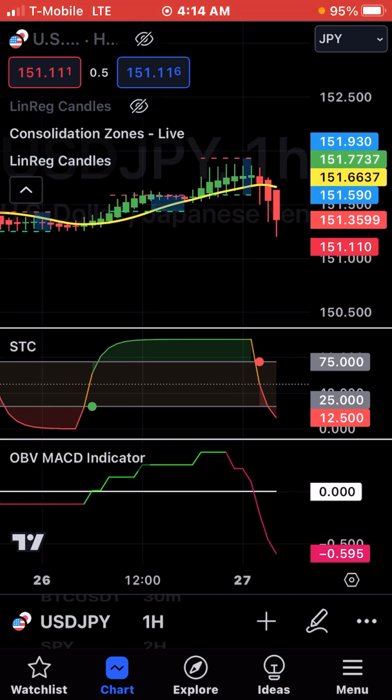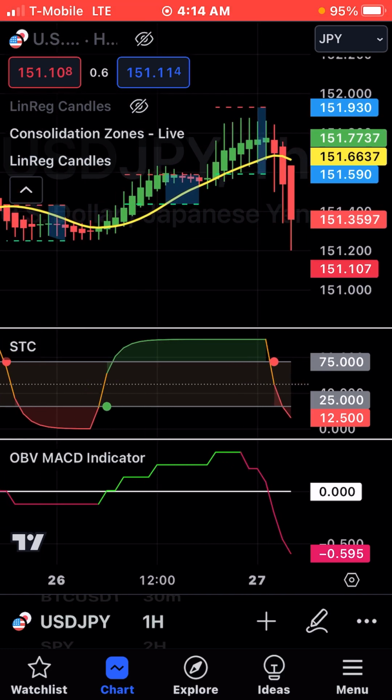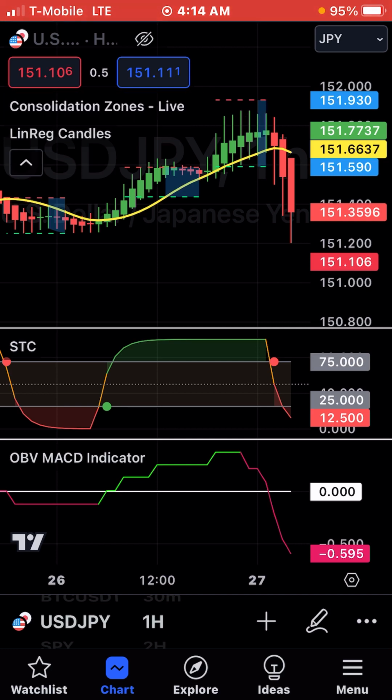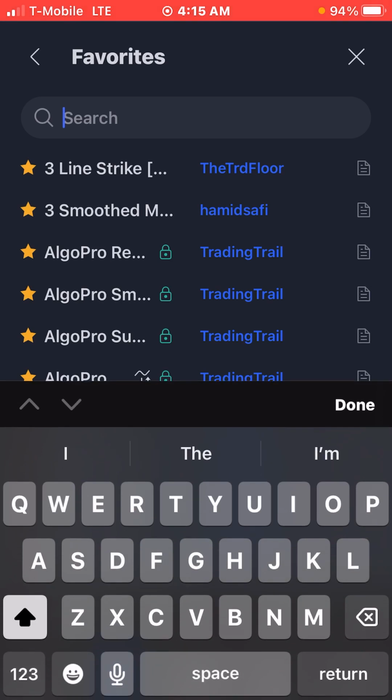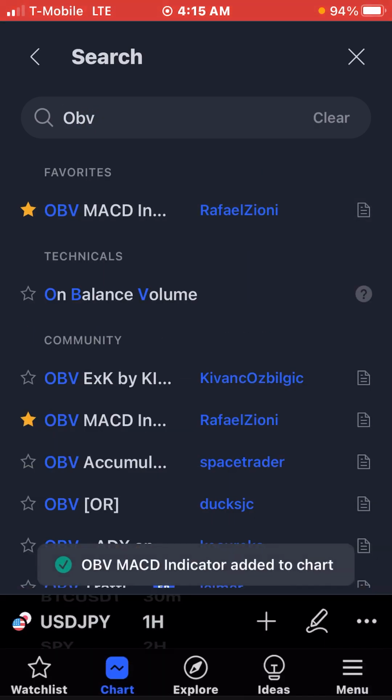The whole goal of this strategy with the linear candles is to wait for movements of the candle going above the linear line or below the linear line. And then the other indicator I have that helps out is the OBV MACD. The next thing you want to get is the OBV MACD, right there.